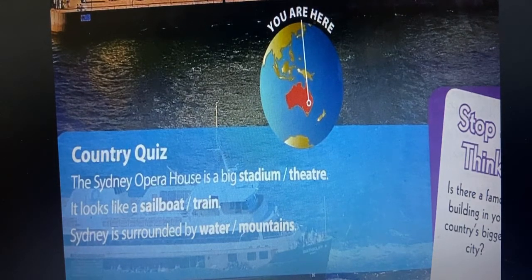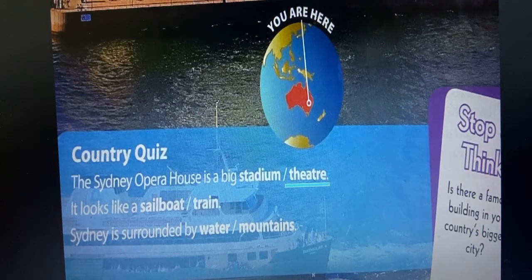The Sydney Opera House is a big stadium or a theater? Is it a stadium or a theater? A stadium is where people play different kinds of sports, especially football. A theater is a type of stage. People play music, sing songs, or act. But at the Sydney Opera House, they sing or play music, so it is a theater. So underline the word theater or circle the word theater.